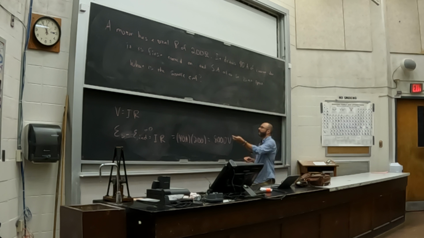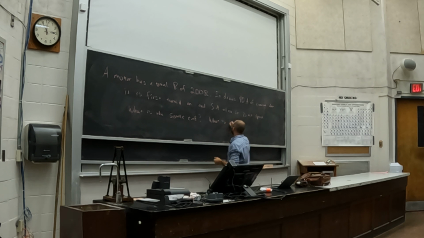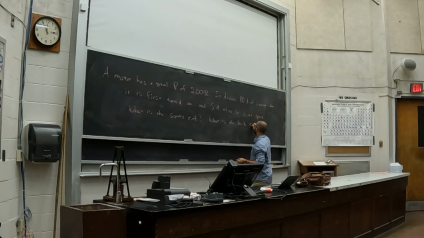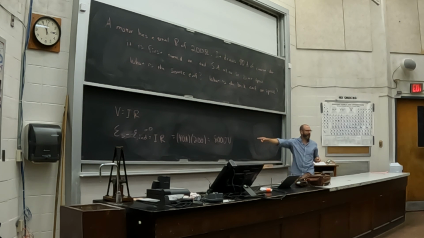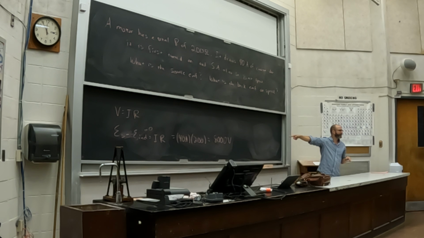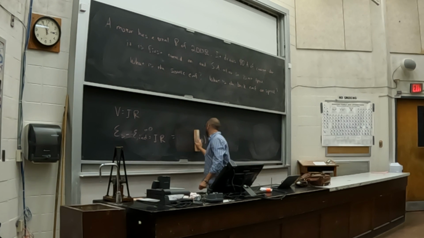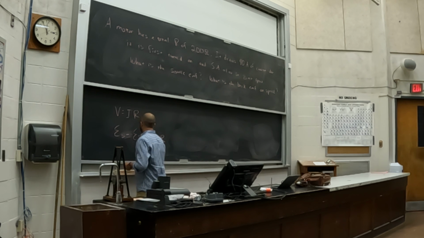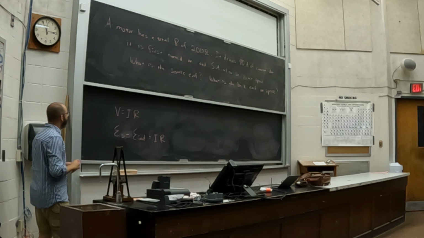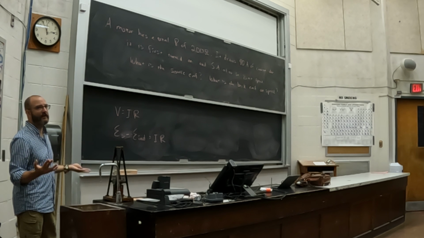Now, next question. What is the back EMF at speed? I think this is pretty straightforward. Any questions about how we got that? All right. What's the back EMF at speed? Well, now that I'm up to speed, that is no longer 0. But now I know what the source is. I know my new current, and the resistance hasn't changed.